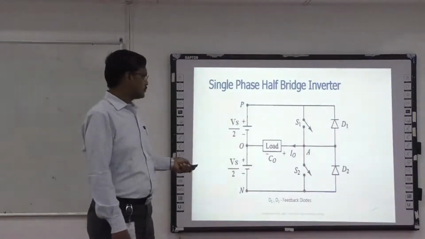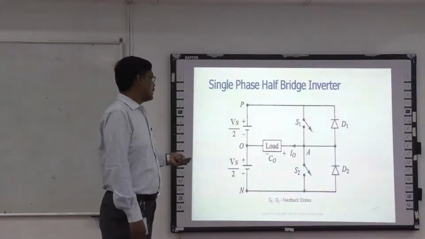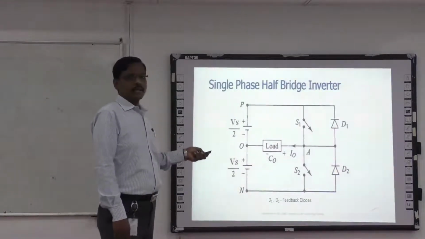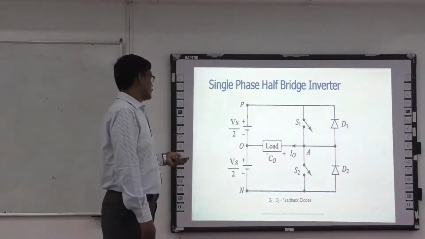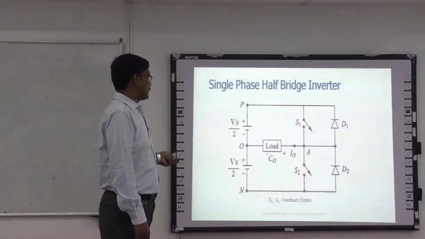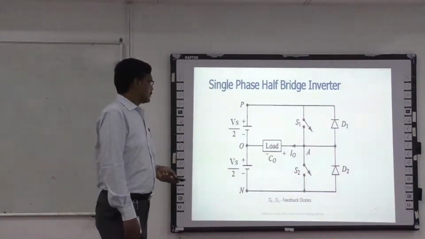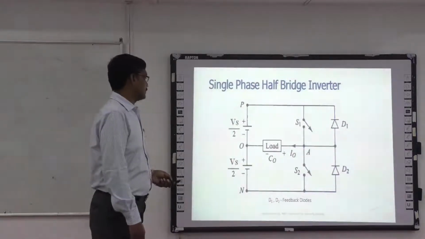These diodes are very useful when you are using an RL load here. But for simplicity, here I have considered only a simple R load. The load is connected across the midpoint of the voltage source as well as the two main switches. Now we will discuss the operation of this single phase half bridge inverter.